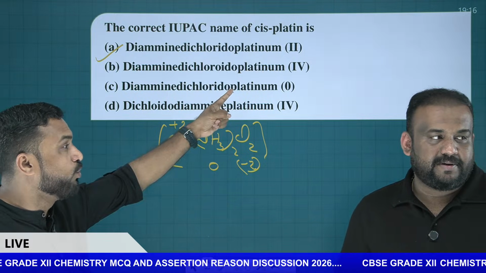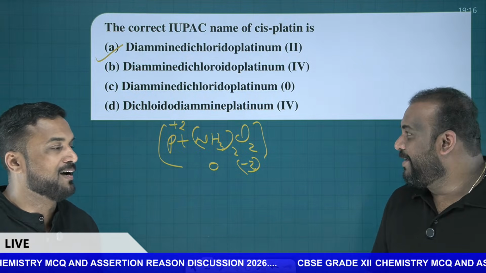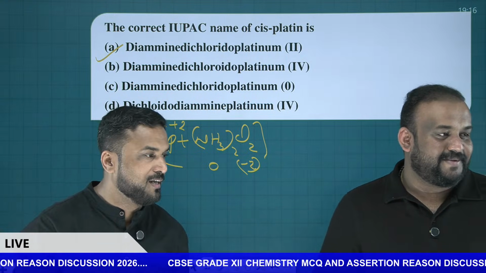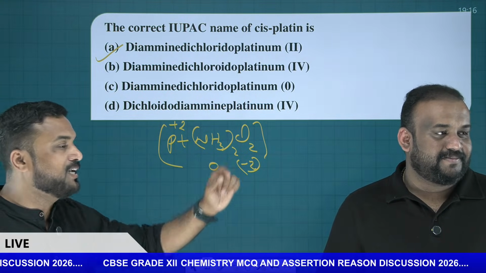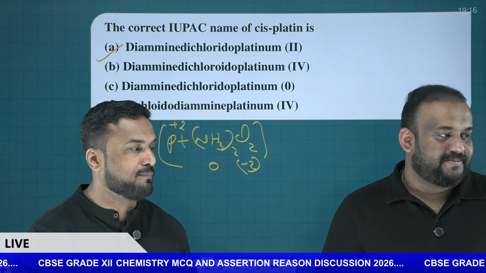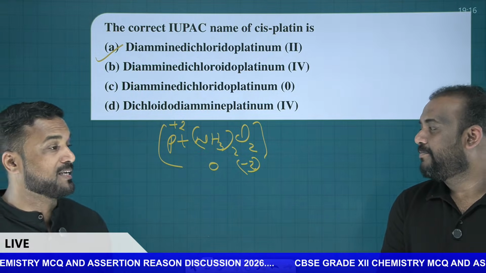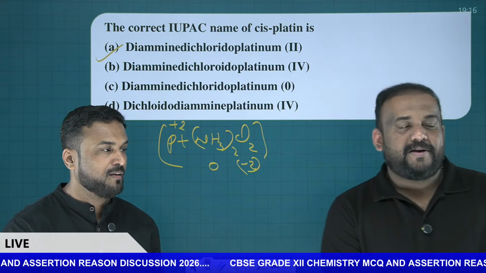They have a confusion that platinum is always +4. The general oxidation state of platinum is stable in +4, and that is what you learned. Here, NH3 is neutral and Cl2, so there is no charge on the coordination sphere. Okay, fine. The correct answer is option A, diamminedichloridoplatinum(II).